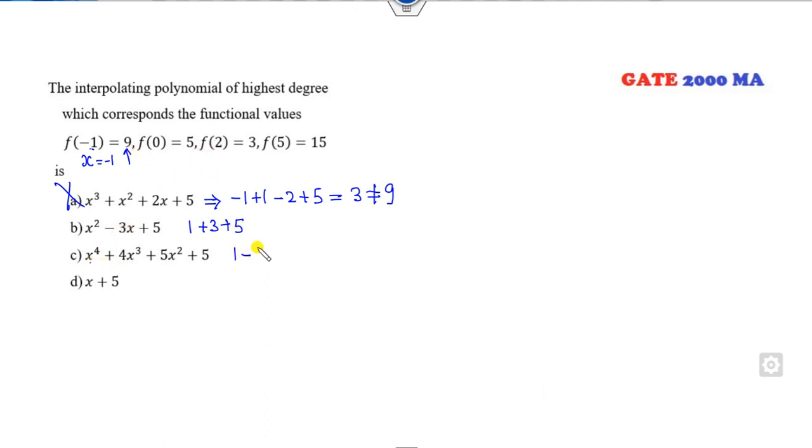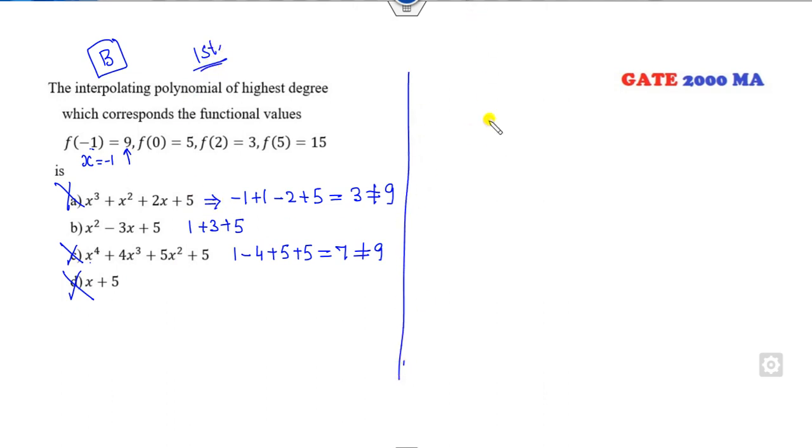It's 1 minus 4 plus 5 plus 10. So it's 7, which is not equal to 9. This option is also cancelled. This option is also cancelled. The right option is only B, B is the correct answer. Fine. This is the first method. That's very easy, you can solve this.